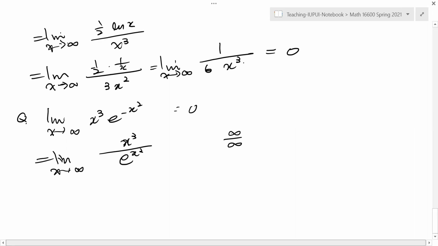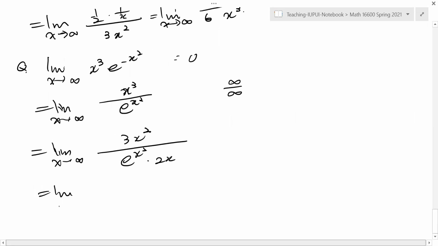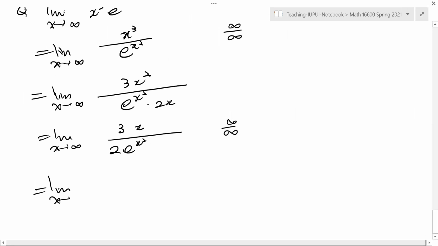But what I really want you to do here is apply L'Hopital's rule. You get 3x squared, and e to the x squared stays e to the x squared, and when you differentiate the exponent you get 2x. Then you simplify: I get 3, here's x, and e to the x squared, and it's 2. This is still infinite over infinite type. So let's differentiate again: the 3, and 2 times 2 is 4, e to the x squared and x. Differentiate the denominator, you get 4 e to the x squared and x.